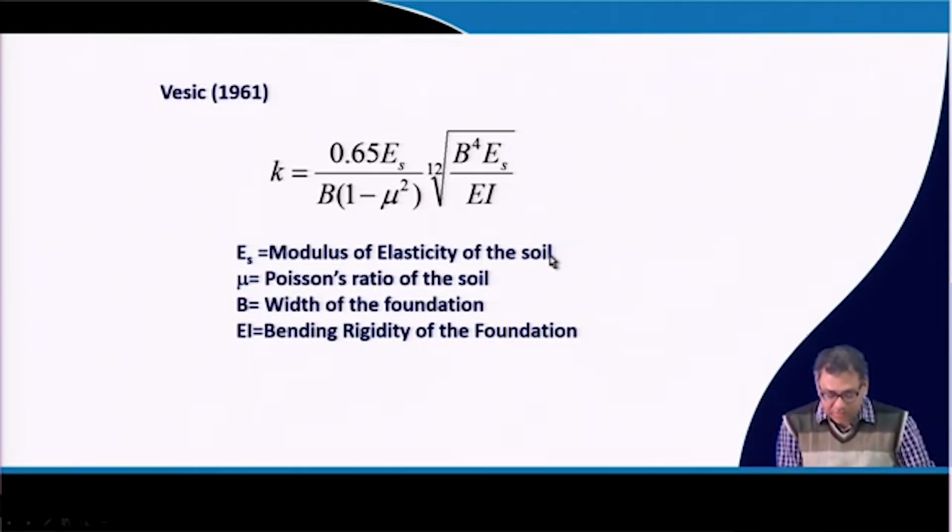Now, the basic correlation by which you can determine the subgrade modulus is given, where Es is the elastic modulus of the soil and B is the width of the foundation, and EI is the bending rigidity of the foundation. That means E is the elastic modulus of the foundation material and I is the moment of inertia. Okay. And mu is the Poisson ratio of the soil.